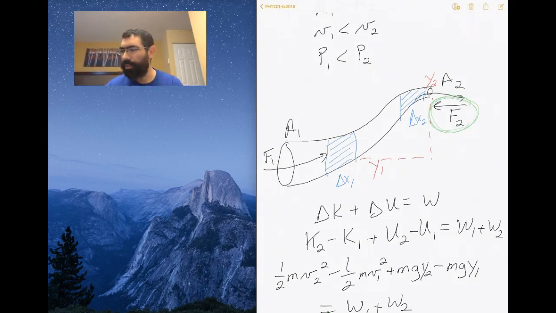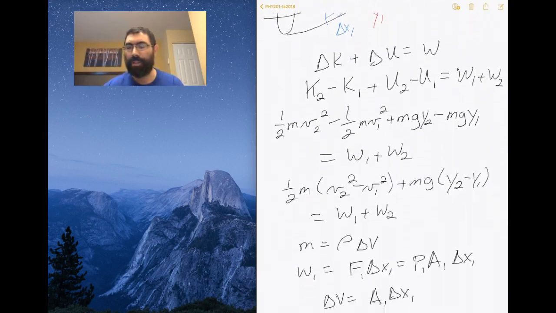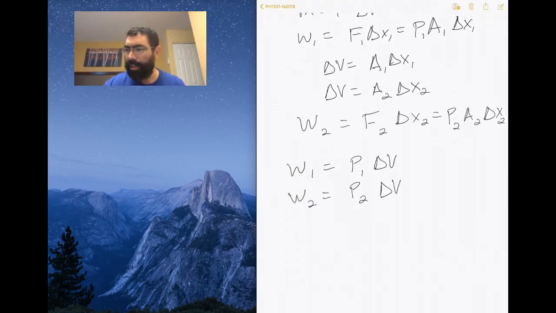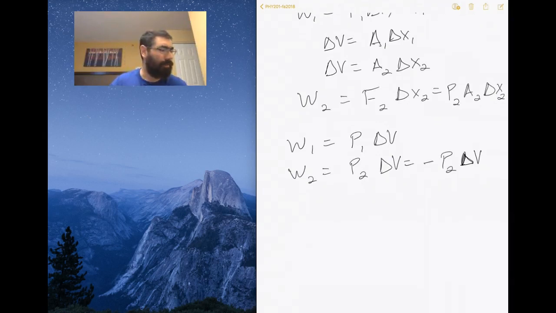So what I really should do is take into account the vector nature of the forces, and so this turns out to be minus pressure 2 times the change in the volume. Because we're looking at basically how these pressures, there's a pressure pushing the fluid in and maybe a pressure of the fluid pushing back on it. Okay, so now let's put it all together.